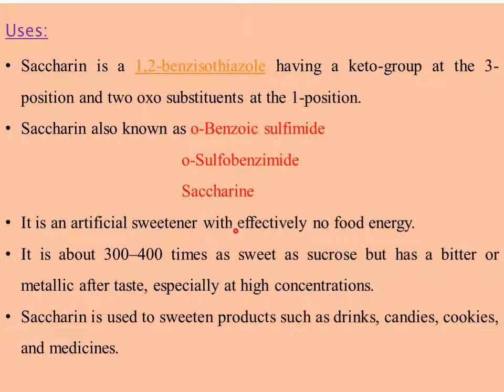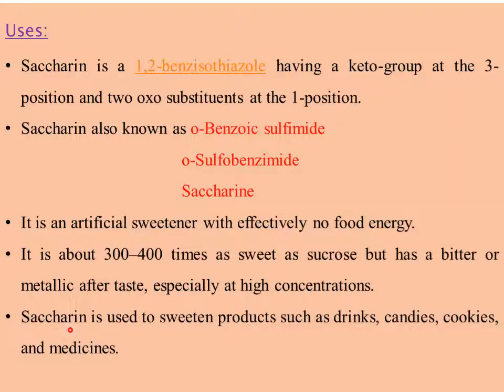So it is an artificial sweetener with effectively no food energy. Even though it is sweet in taste, it does not produce any energy like sucrose. That is the major use of saccharin. Because of this use, it is used by various diabetic patients because it doesn't produce any energy. Another point is it is about 300 to 400 times as sweet as sucrose, but even though it is sweeter than sucrose, it has a slight bitter or metallic taste, especially at higher concentrations.